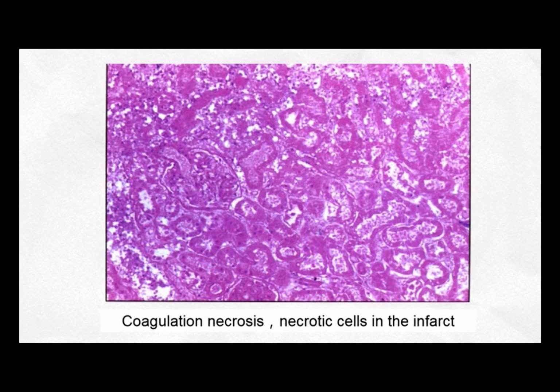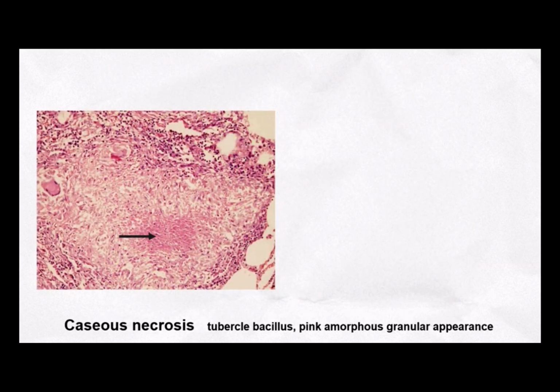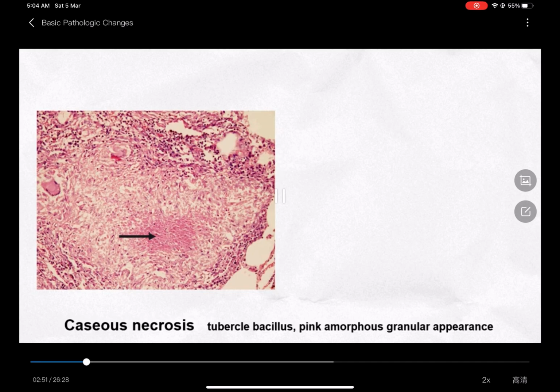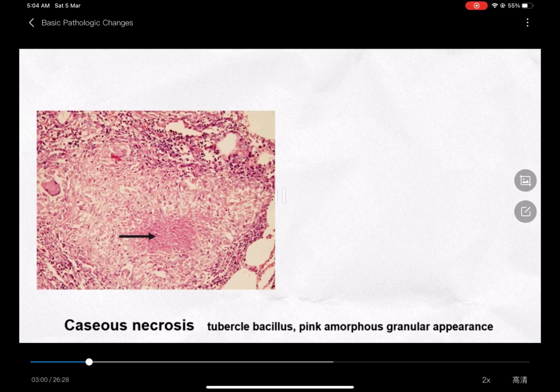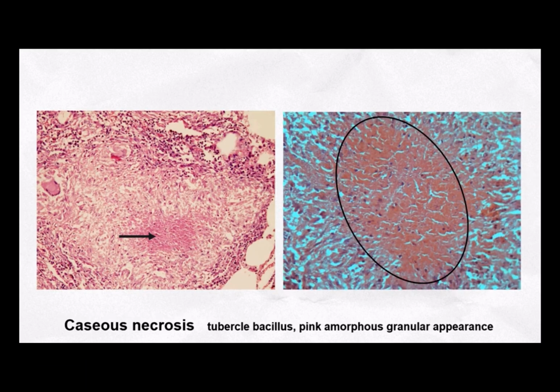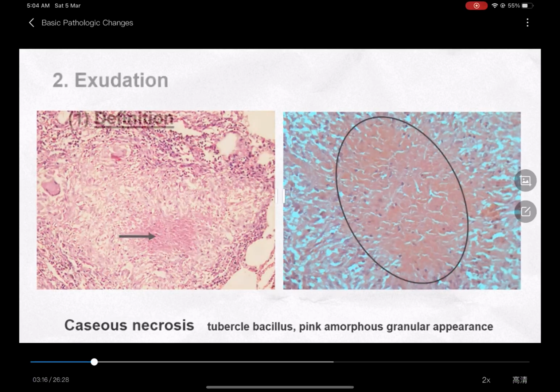This picture shows coagulation necrosis, necrotic cells in the infarct. The necrotic cells show preserved outlines with loss of nuclei. Infective granuloma is caused by tubercle bacillus infection, with caseous necrosis in the central lesion. Parenchymal cell necrosis was seen in the center. At high magnification, the necrotic tissue is amorphous, granular, and pink. The details of the cells are not clear, and the structure of the tissue is completely lost.